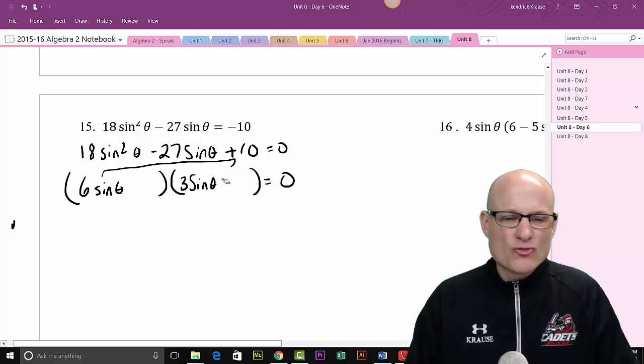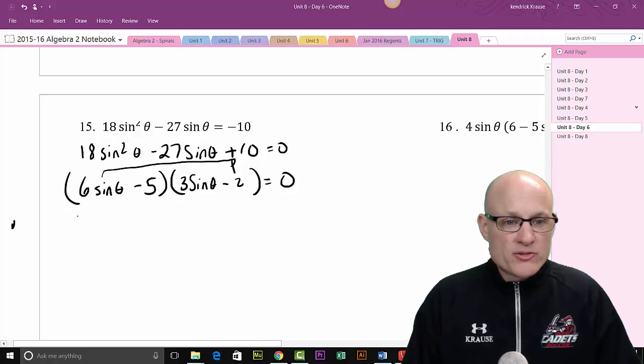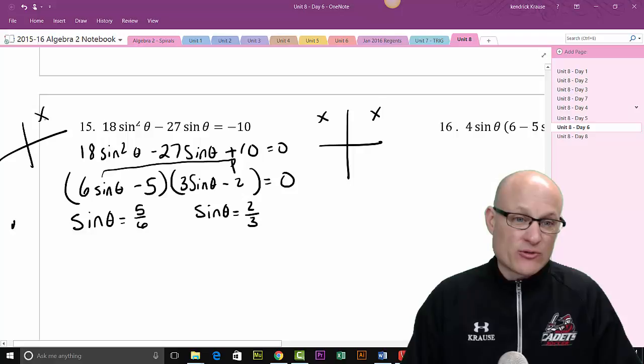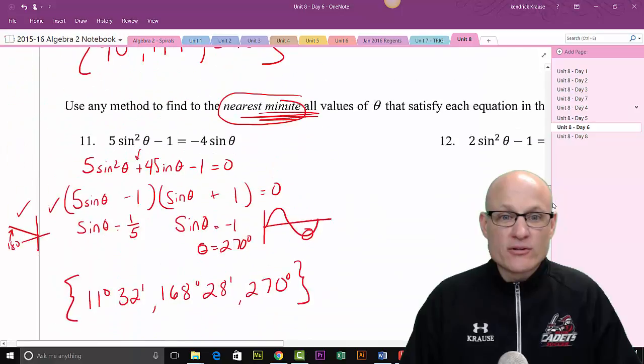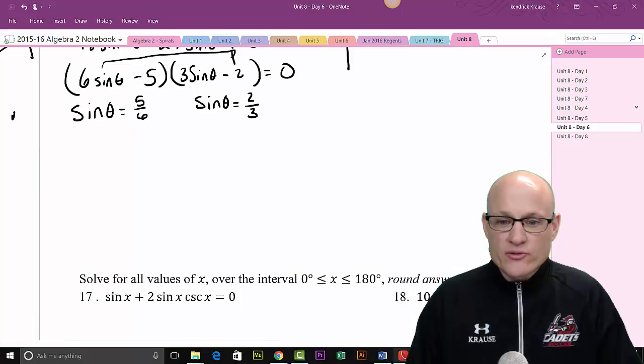Let's see. 5 here. They both have to be negative. And 2 here. That's 12. Oh, 12 and 15. There it is right there. 12 and 15. All right, great. So this one ends up being sine of theta equals positive 5 over 6. And this one ends up being sine of theta equals positive 2 over 3. So I need angles in the first and second quadrants for this one as well as for this one. Let's see what the directions are. To the nearest minute. We're still to the nearest minute. So we'll do inverse sine of 5/6.